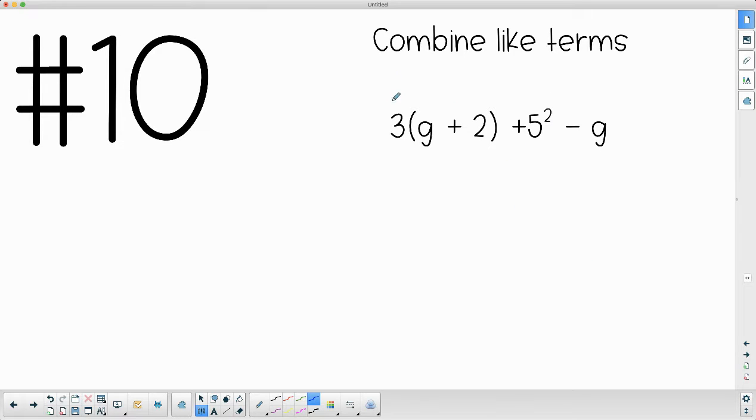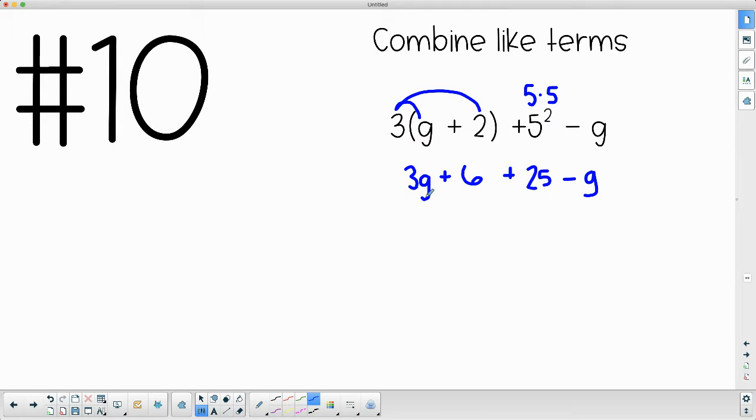Number 10 asks us to solve this one. So here we have 3 times g is 3g's, plus 3 times 2 is 6, plus, here's a problem we can do. 5 squared does not mean 5 times 2. If you'll remember, that means 5 times 5. 5 times 5 is 25 minus g.